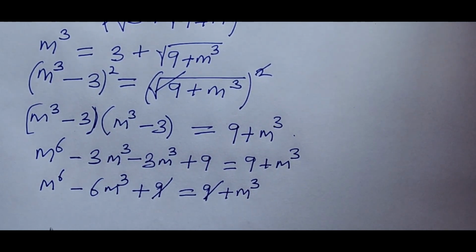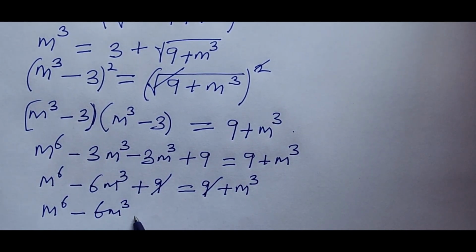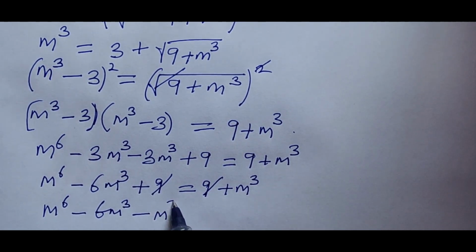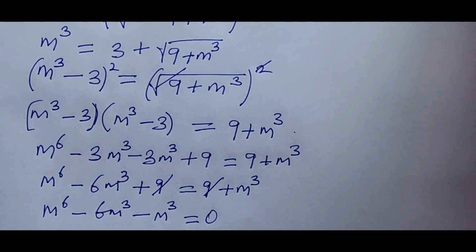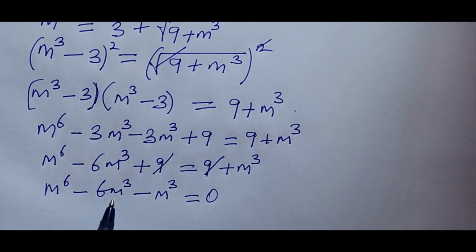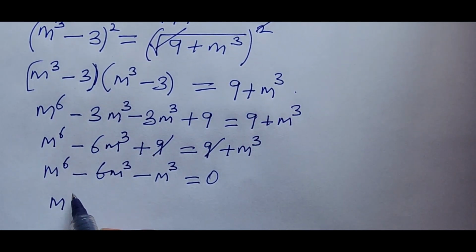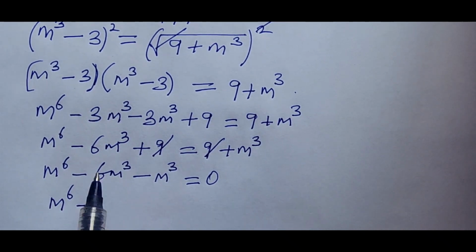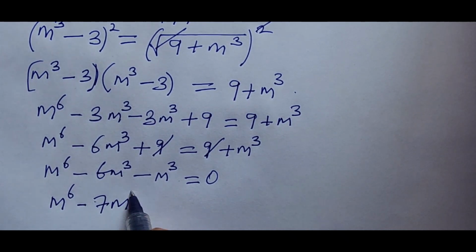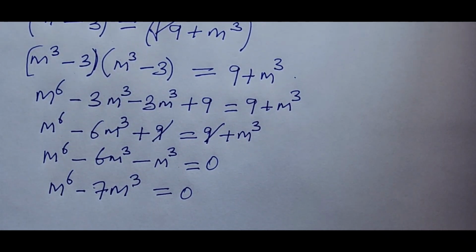Move this term to this side. This will now give us m to the power of 6 minus 6m to the power of 3, then minus m to the power of 3, everything equal to 0. So this is a 6th degree polynomial equation. But here we have m to the power of 3 and m to the power of 3. So if we simplify this, we get m to the power of 6, then if we subtract this from this, it will give us minus 7m to the power of 3 equal to 0. So m to the power of 3 is common to these two quantities here. So let's factor out m to the power of 3.